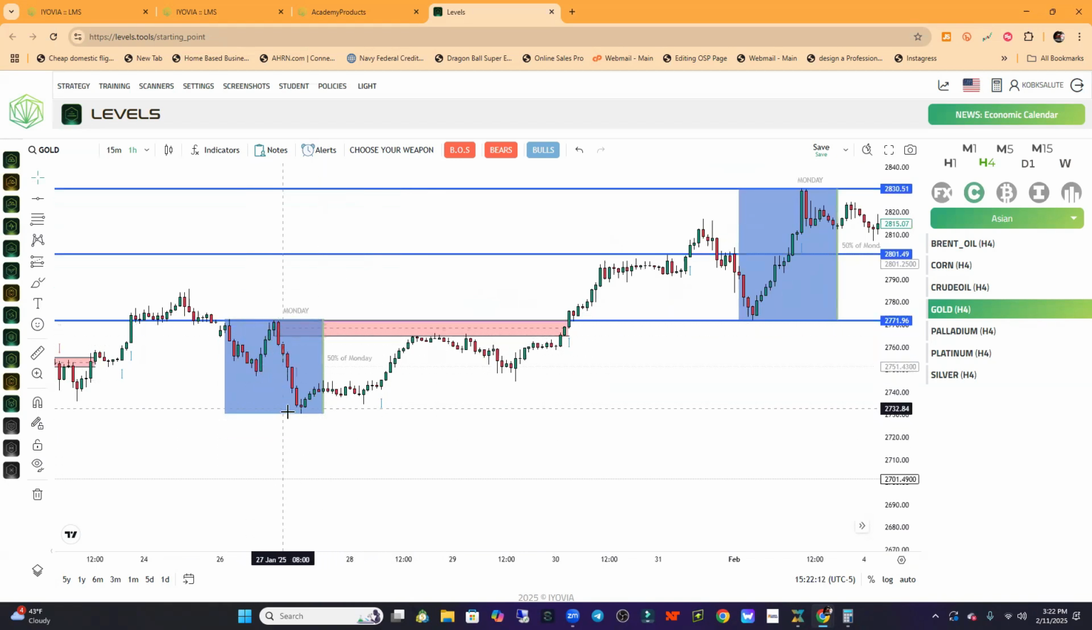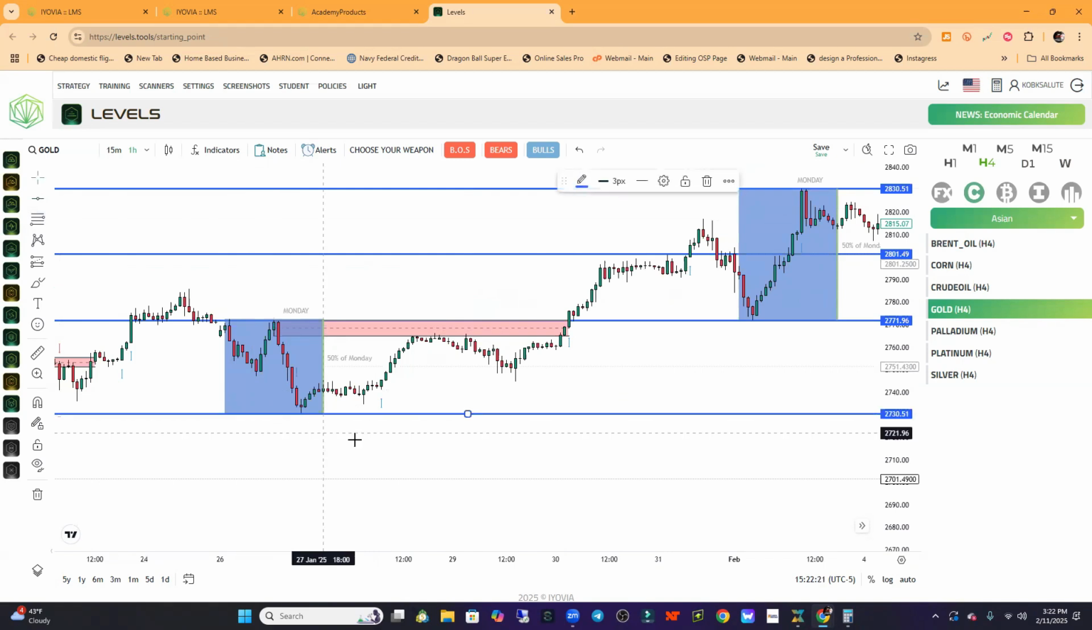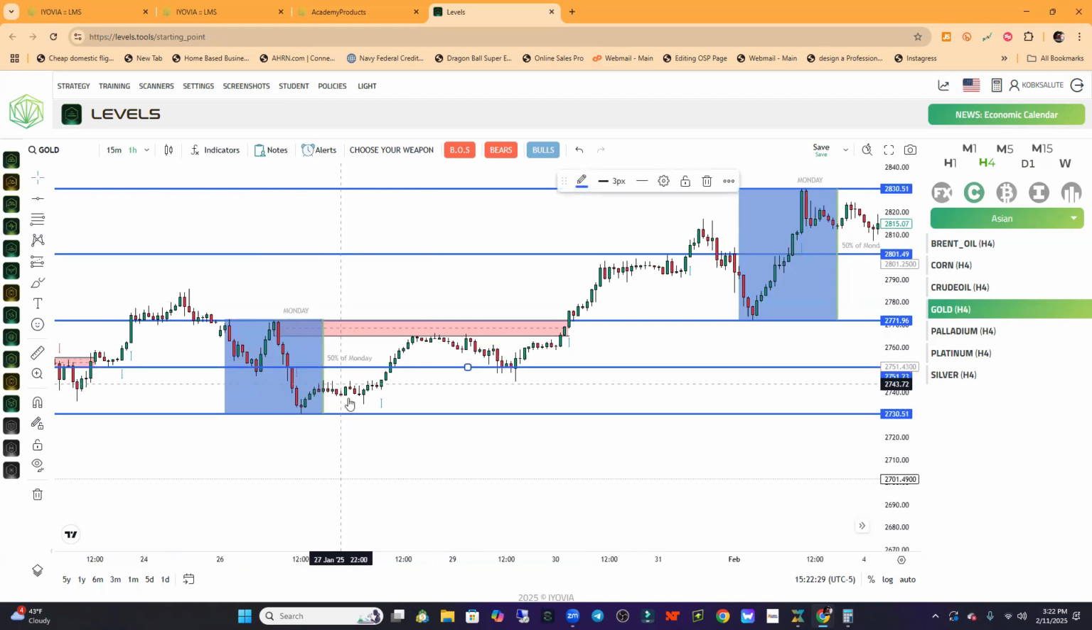Now, say you get something like this right here. You got price, but price never broke outside of the box, right? So what I'm going to do real quick, I'm just going to go ahead and get another line. And I'm going to mark the bottom of the box so I know where price is. So we're just focusing on this one. Here's my 50% level. As you guys can see right there, it says 50% of Monday.